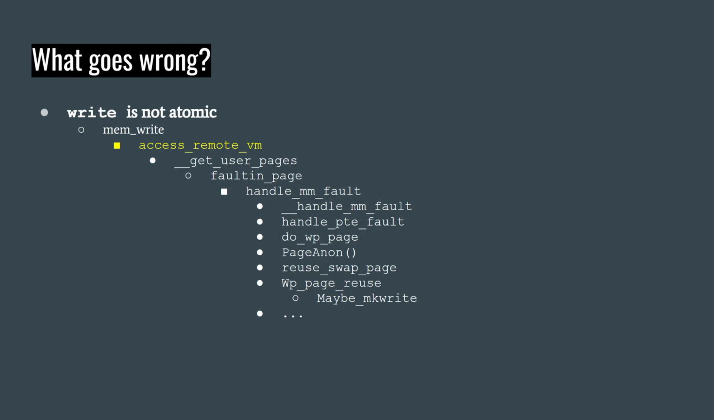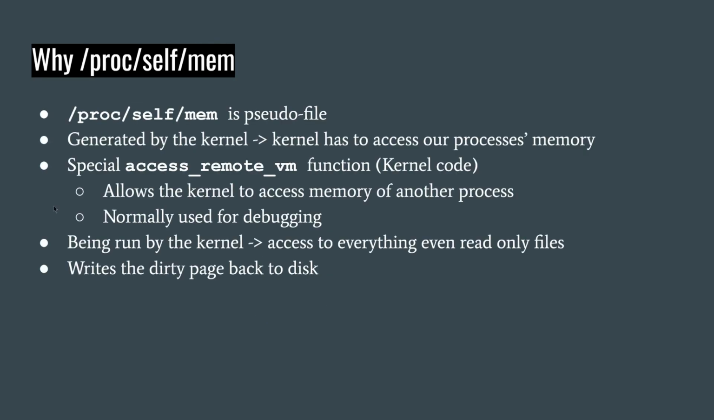Lastly, I want to bring your attention to the function access remote VM, or access remote virtual memory, and explain why we open and write to proc self mem as promised. As stated before, this is a pseudo file, meaning it's generated by the kernel. It doesn't exist on disk. Therefore, the kernel must have direct access to our process's memory. This function allows the kernel to access our memory and generate the proc self mem pseudo file.